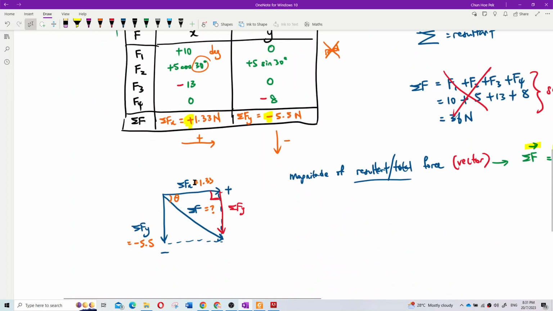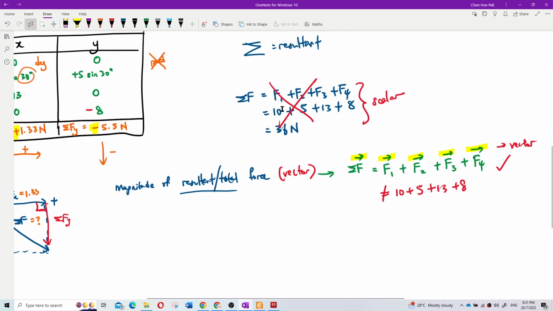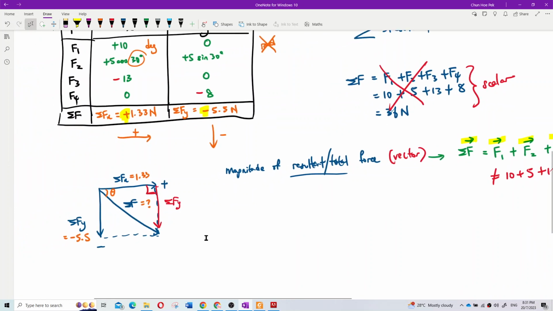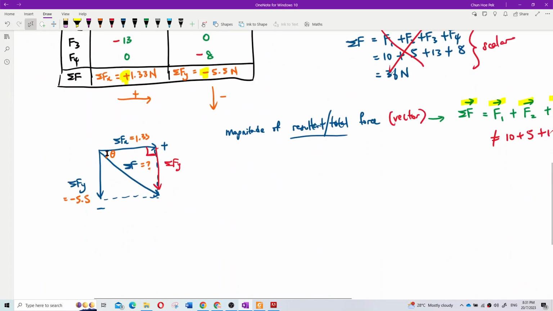We find the resultant vector using Pythagoras theorem. We don't add up like this. This is for scalar quantity. Okay, so how to find the magnitude of resultant force? We do the third step, Pythagoras theorem, because it's a triangle. So we do the Pythagoras theorem. So the magnitude of resultant force is the square root of total Fx squared plus total Fy squared, because it's a triangle.